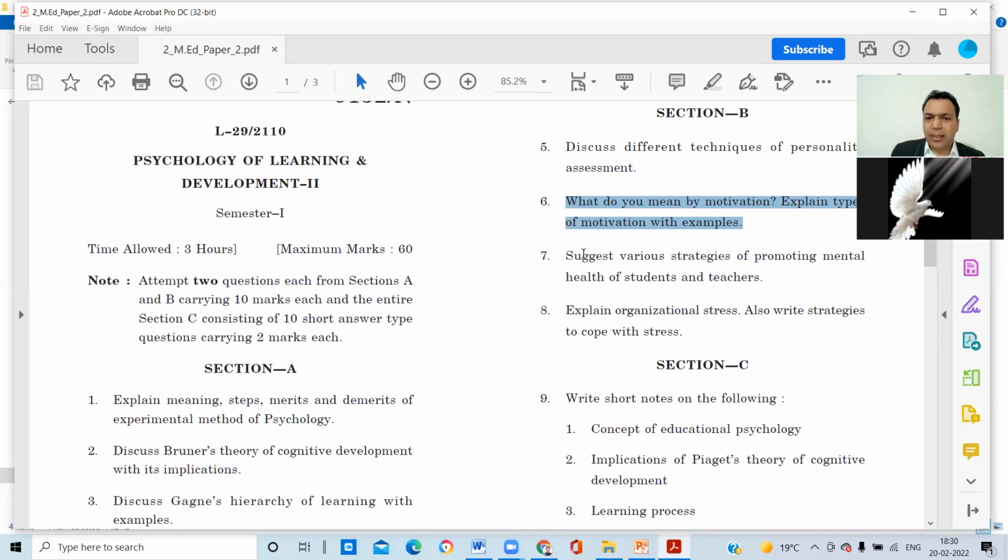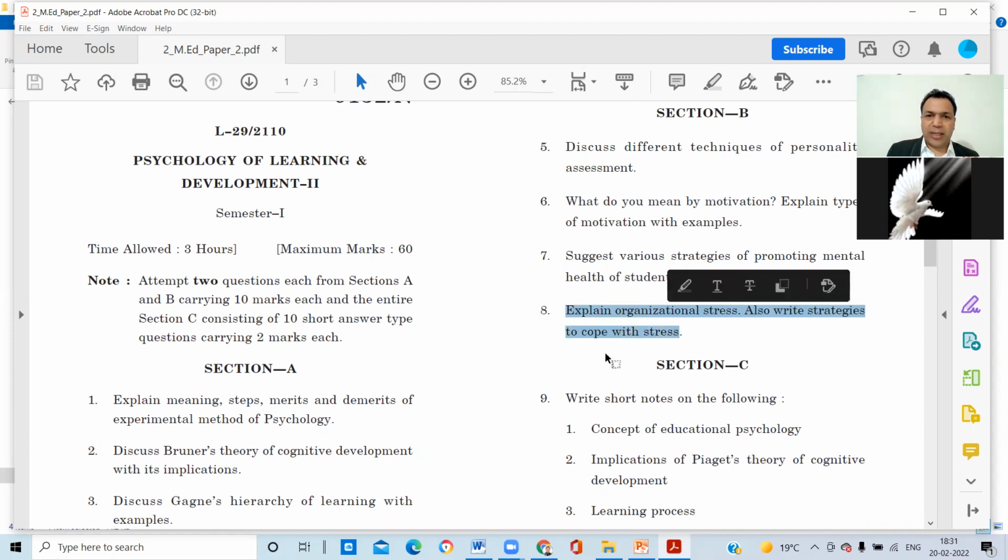Okay, now look at this. Seventh question is suggest various strategies of promoting mental health of students and teachers. Okay, you can also stretch it, right? You have to talk about mental health. What is mental health? Okay, how the strategies of mental health of the students and teacher. And in the last, it is talking about the organizational stress, why acute stress and others, organizational stress. And you have to write the strategies to cope up with stress, right?